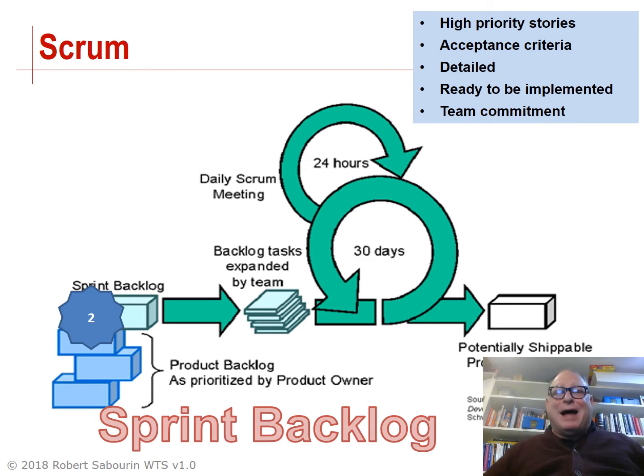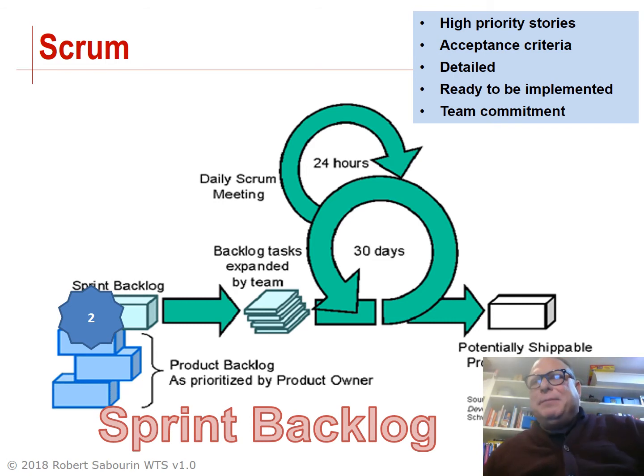The sprint backlog is a subset of the product backlog. The sprint backlog is something that includes high priority stories. Every element of the sprint backlog has well-established acceptance criterion. Every element of the sprint backlog is detailed enough for the team to estimate and commit to implement the acceptance criterion of the story.